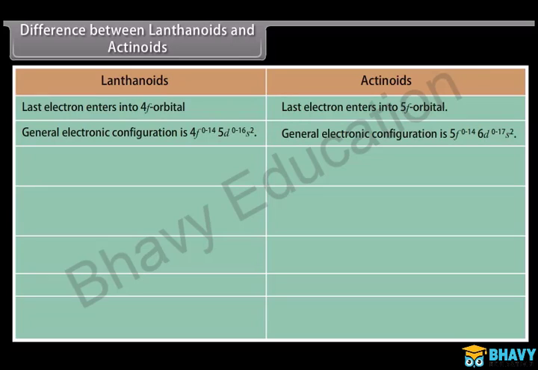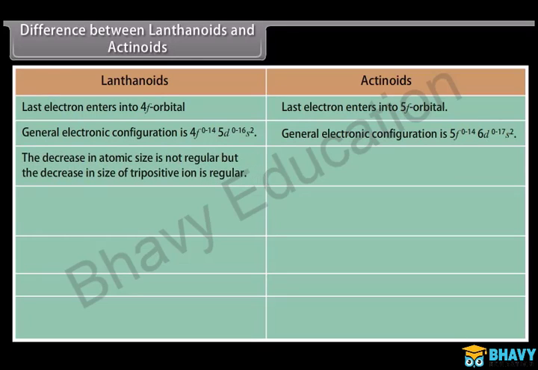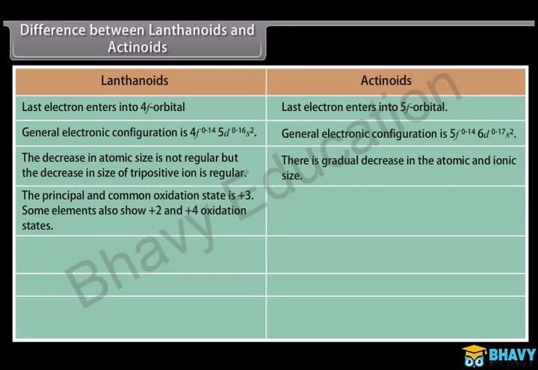In lanthanoids, the decrease in atomic size is not regular, but the decrease in size of the tripositive ion is regular. Whereas in actinoids, there is a gradual decrease in the atomic and ionic size. In lanthanoids, the principal and common oxidation state is +3. Some elements also show +2 and +4 oxidation states, whereas in actinoids, the common oxidation state is +3, but it is not always the stable state.